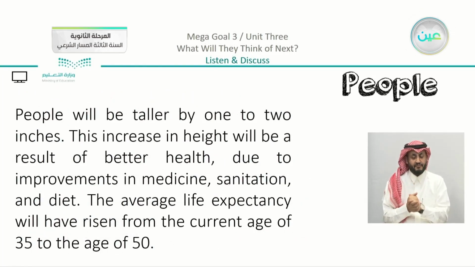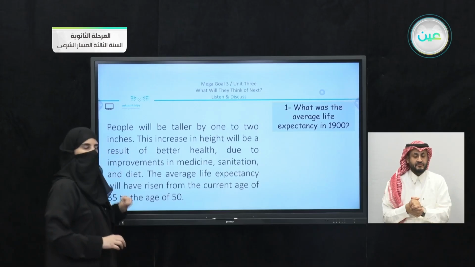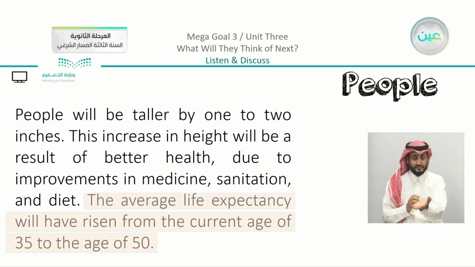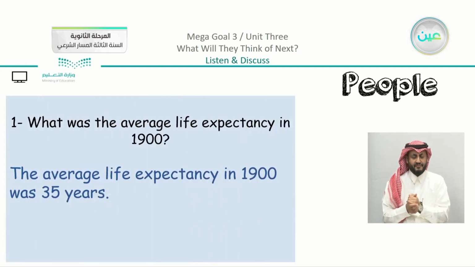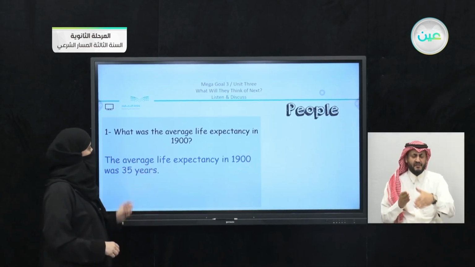Now going back to the part about people. If you recall the question here, just check your answers with me, please. We have here, what was the average life expectancy in 1900? From this part, just to revise the answer, you can see that the average life expectancy will have risen from the current age of 35 to the age of 50. So we have the complete answer written. Instead of just highlighting from the paragraph, you can write the answers in a correct form. The average life expectancy in 1900 is 35 years.